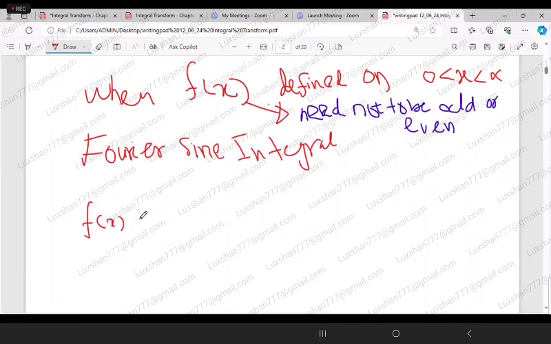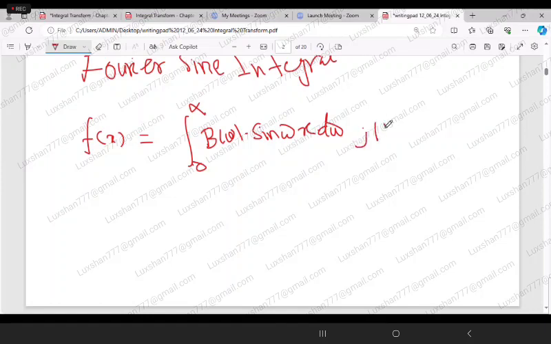f(x) is defined as the integral from 0 to infinity of B(omega) sine omega x d omega, where B(omega) is equal to 2 over pi, integration 0 to infinity, f(u) into sine omega u du.